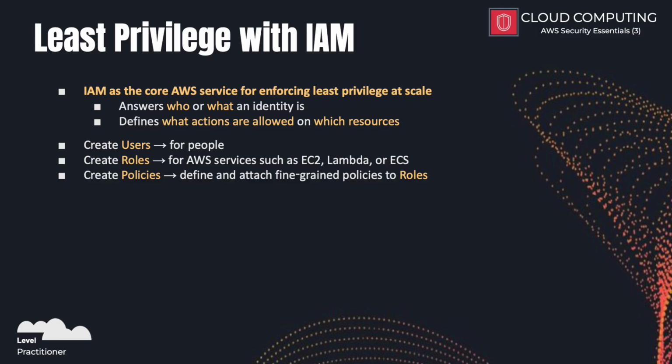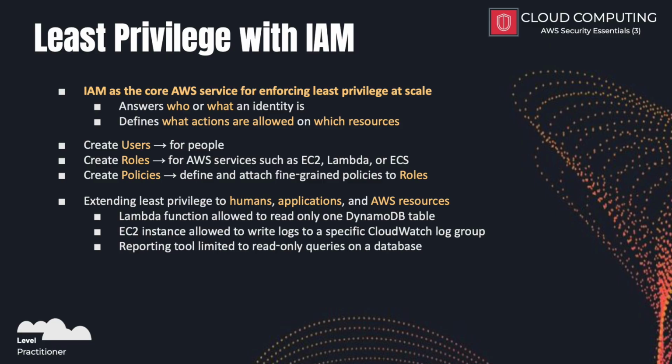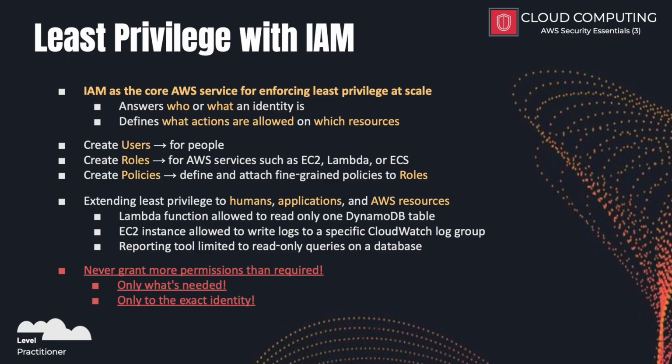The principle of least privilege not only applies to people, but also to applications and infrastructure as well. For example, a Lambda function may only need to read from one table. An EC2 instance may only write logs to CloudWatch, or a reporting tool may only run read-only database queries. So if you should remember one line from this video, it would be: never ever grant more permissions than required, and give only what's needed, only to the exact identity, on every single AWS resource.